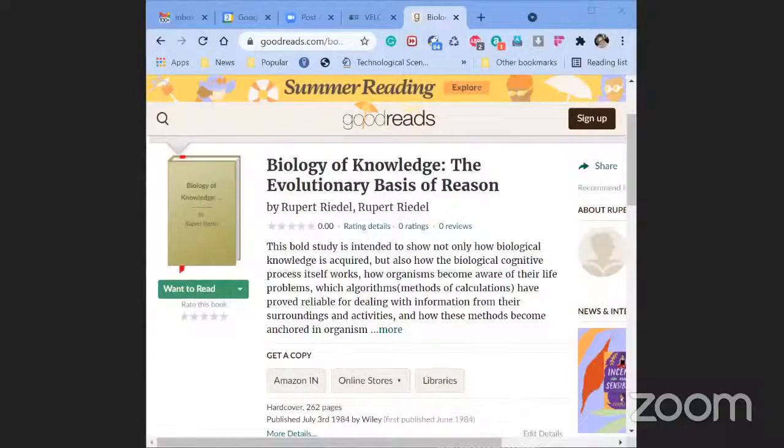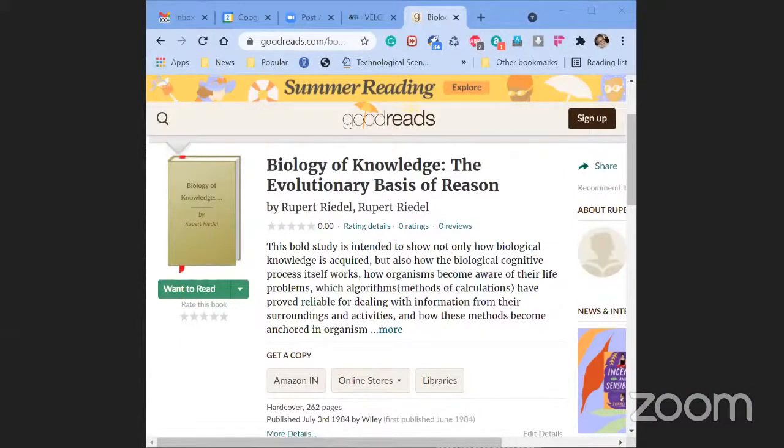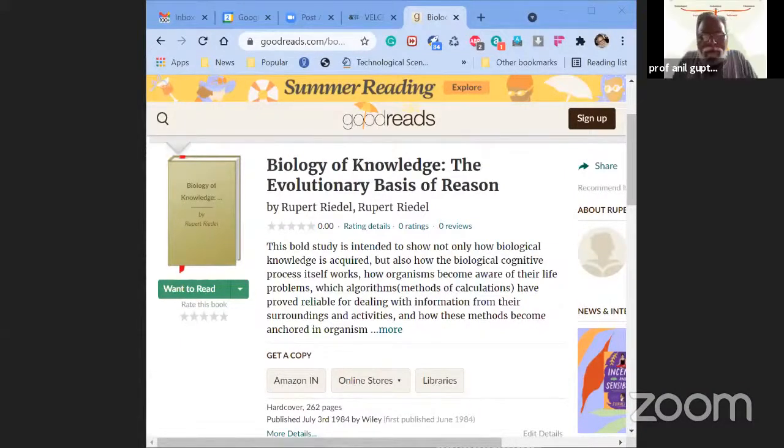This is the book. So there was only one paragraph. I will show you the photograph after the break, I mean the illustration. But this is the book by Rupert Riedl. He was a follower or a disciple of Konrad Lorenz, who got the Nobel Prize for ethology, and it was published in 1984. And there is one paragraph in this book where he makes this statement, and then I interpreted that in detail.